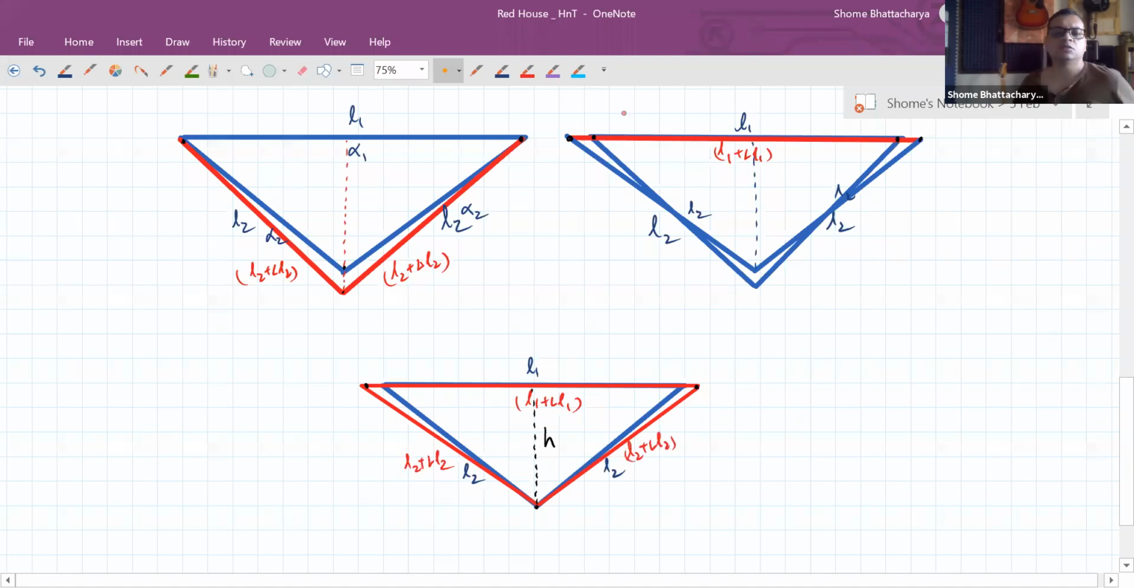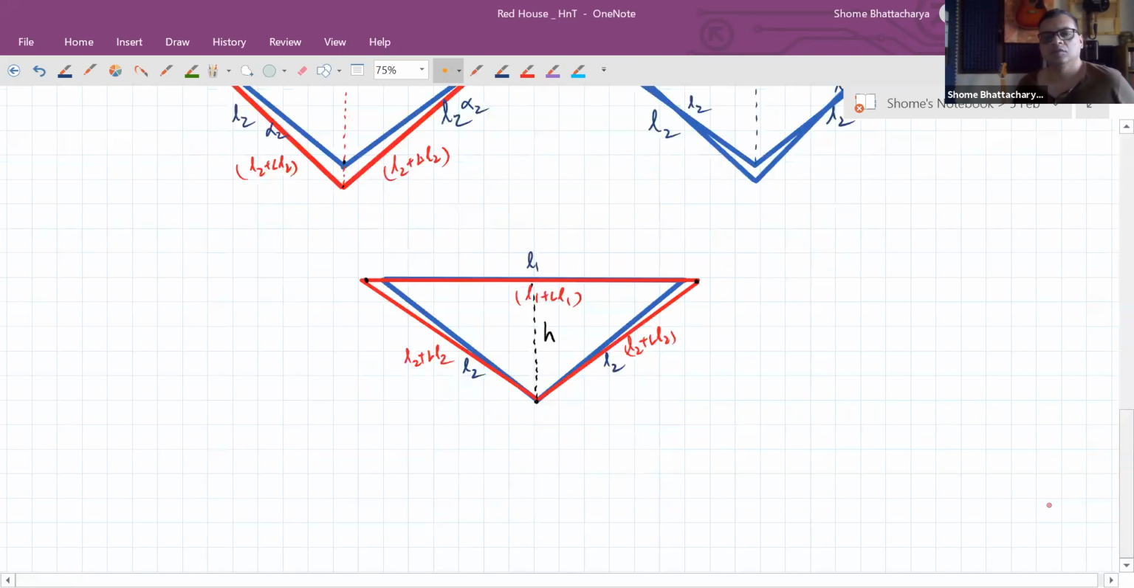This is the situation we are looking for. So for this to happen, there has to be a relationship between alpha 1 and alpha 2. Let me verify that relationship, how that will happen. Basically at T naught, L1 was given to us, L2 was given to us.